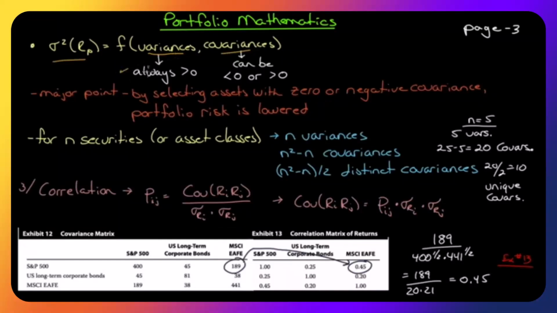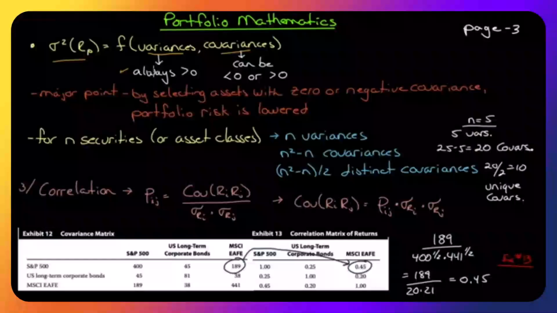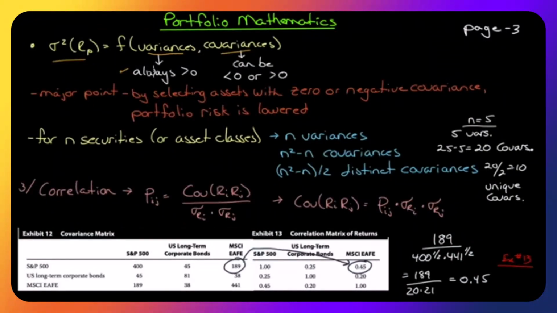Variances are always greater than 0. So whenever we add an asset class to a portfolio, its variance will add to portfolio risk. However, it may have covariances with other asset classes that actually reduce risk, because covariances can be less than 0 or greater than 0. I'm going to put an equal sign in there so we can say less than or equal to 0 or greater than 0. And remember, the sign of the covariance determines the sign of the correlation. If the covariance is 0, it adds no further risk to the portfolio. If the covariance is negative, it actually reduces the risk of the portfolio.